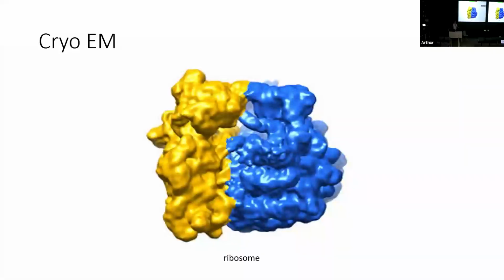So now on to cryo-EM. Everybody wants to do cryo-EM. I like to show this picture of the ribosome because it harkens back to George Palade's day, and it's an honor to him, I think, that people still are working on the ribosome all these years later.